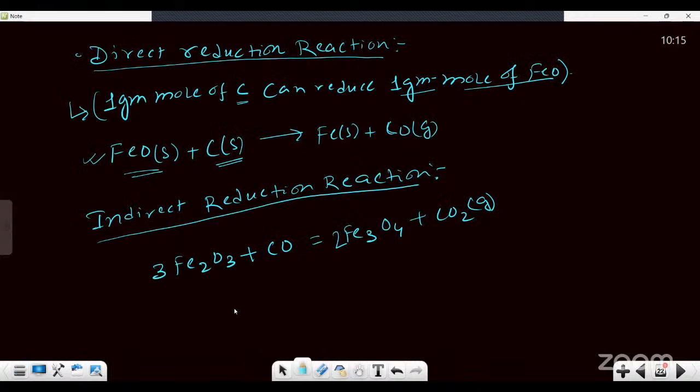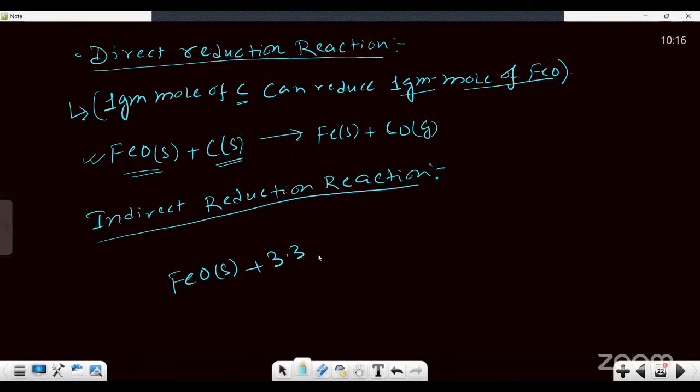So this reaction, we will not talk about it now. Let us focus on this reaction, which is basically FeO solid coming in contact with 3.3 gram moles of CO gas. And why did I take this reaction? Because directly this is the step from where you are getting iron. I want to reach the final product, which is my iron. So that is why we are considering this.